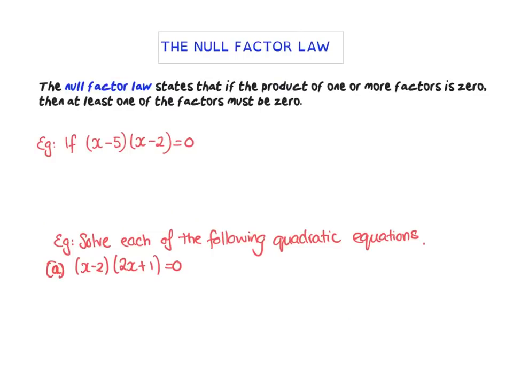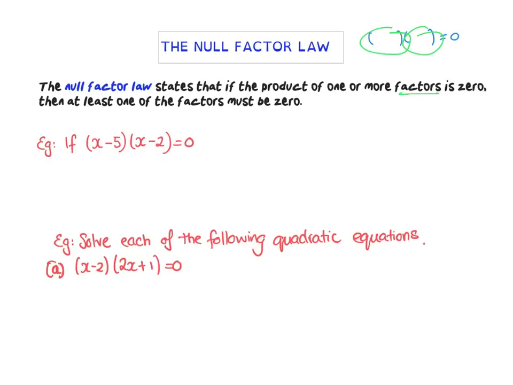Okay, now we're going to look at the other way, when we've factorised our quadratic into 2 brackets and we're saying it equals 0, because now we're looking at equations. We can use this law, which is called the null factor law. The null factor law states that if the product of one or more factors, and when they say factors, we're talking about things that are timesed together, is 0, then at least one of the factors must equal 0.